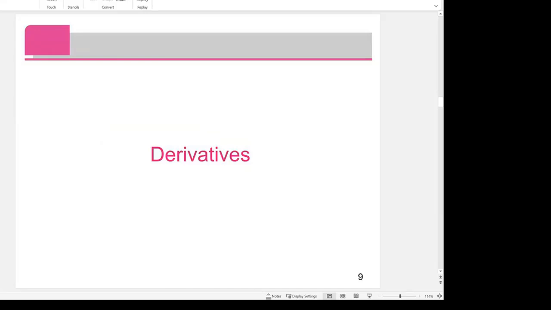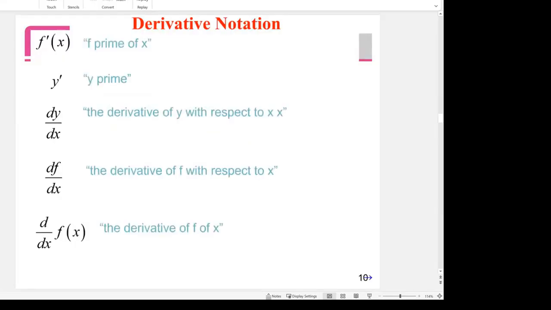Okay, so now let's talk about derivatives. Here we have derivative notation. We call that f prime of x. This would be y prime. All these mean the same thing, but we can also write it dy over dx, which means the derivative of y with respect to x.